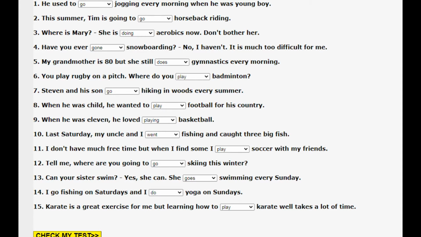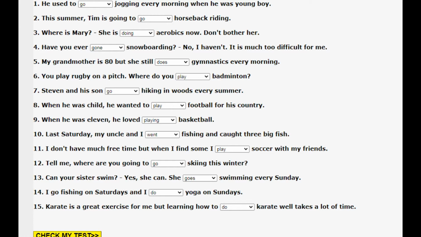And number 15, the last one, karate is a great exercise for me, but learning how to play karate, how to go karate, or how to do karate. Which of these three verbs do you use with martial arts? Remember, the same way as I use that for exercises, I use for martial arts. So the verb is do, how to do karate. Okay? So learning how to do karate well takes a lot of time. Okay? Until you get the black belt, right?